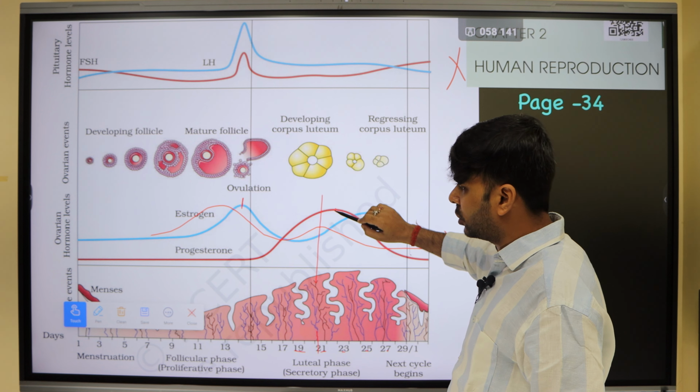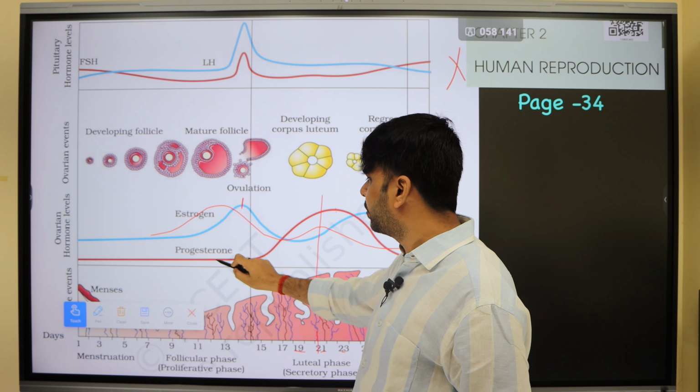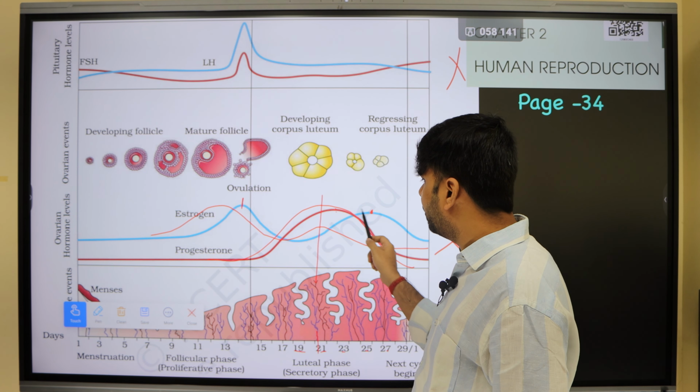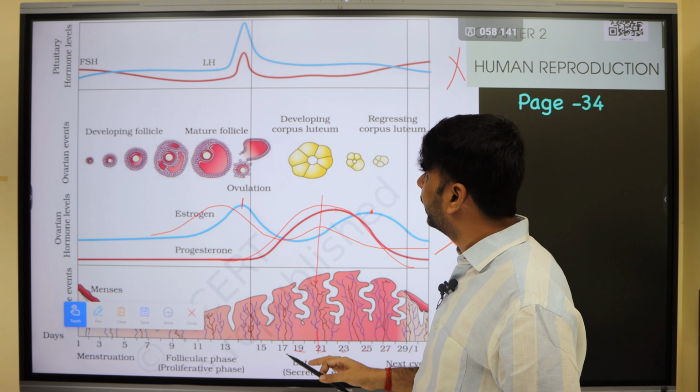And then again it goes down, and estrogen will be less than progesterone. In the post-ovulatory phase, progesterone has the prominent upper peak, but here both the peaks are equal. That is not correct, this is wrong.